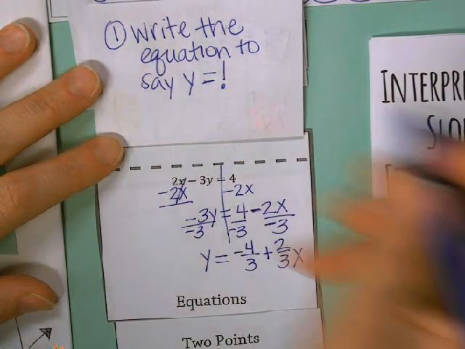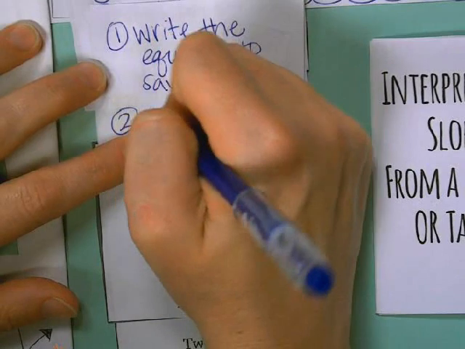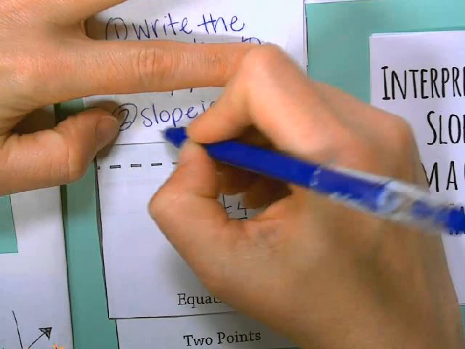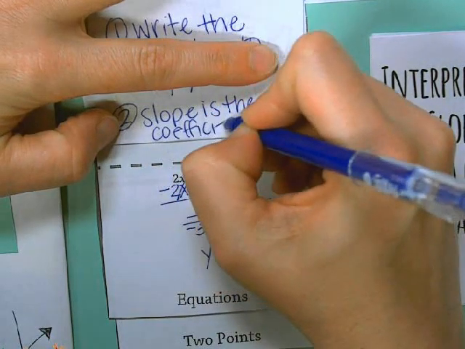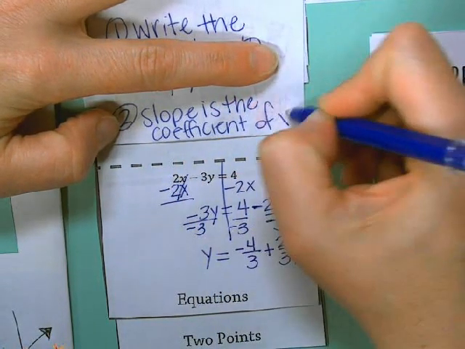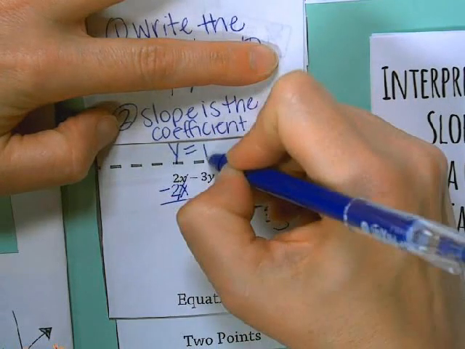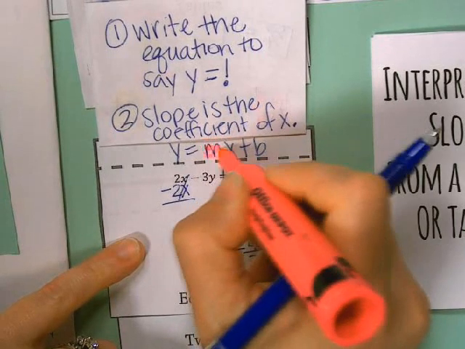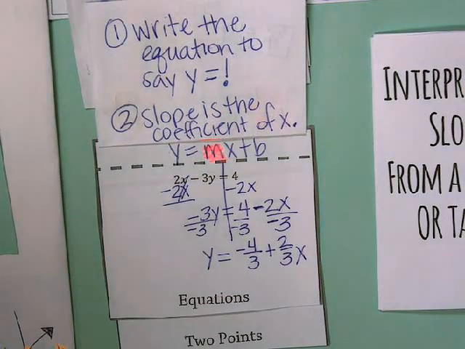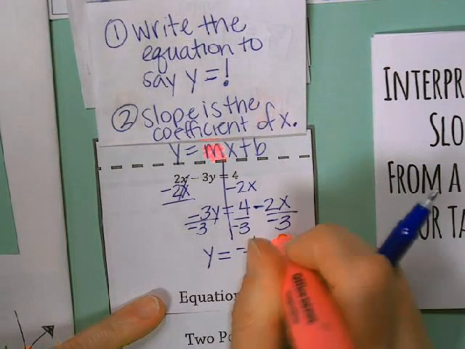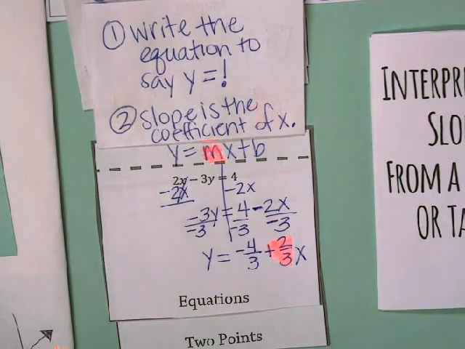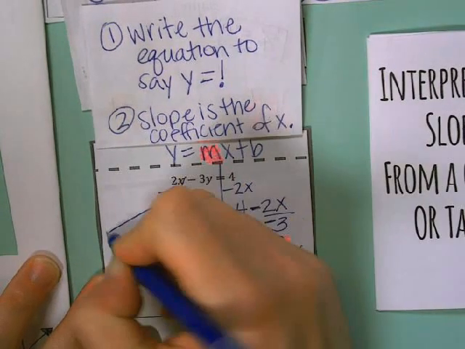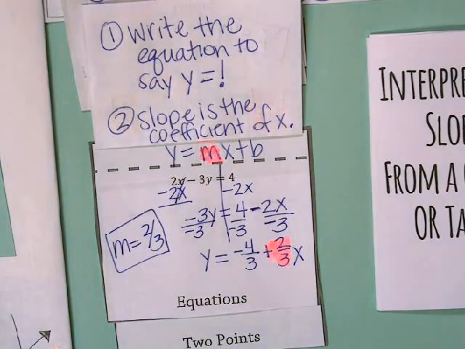Alright, after we write it to say y equals, remember our slope is the number before x. So it is the coefficient of x. Okay, so it's y equals mx plus b, and so the slope is that m part, so it's the positive 2/3. So for this problem, m equals positive 2/3. Okay?